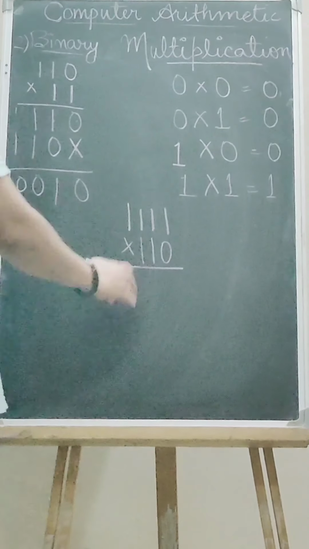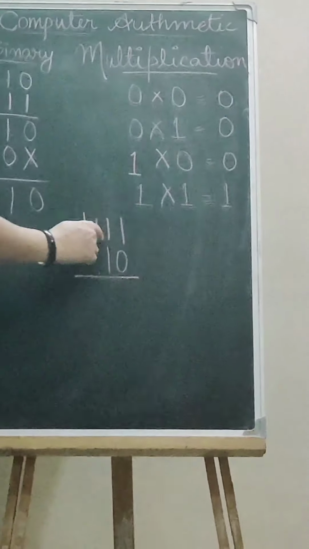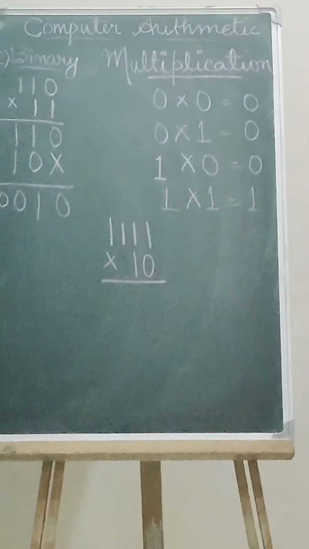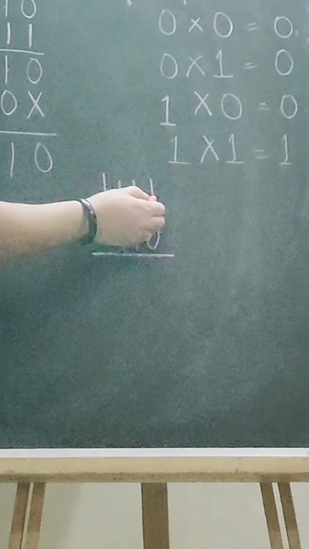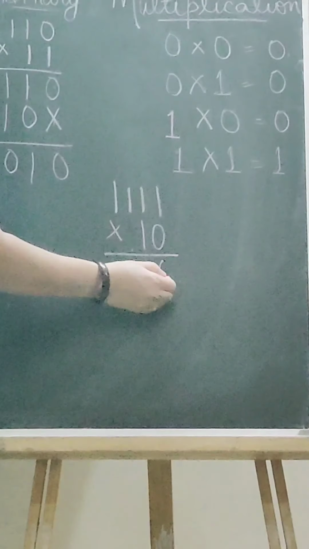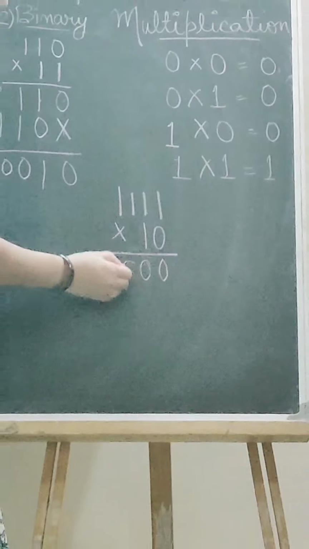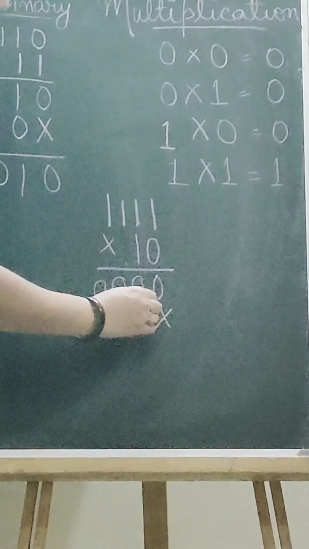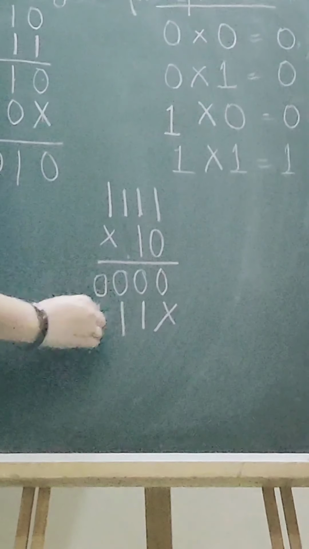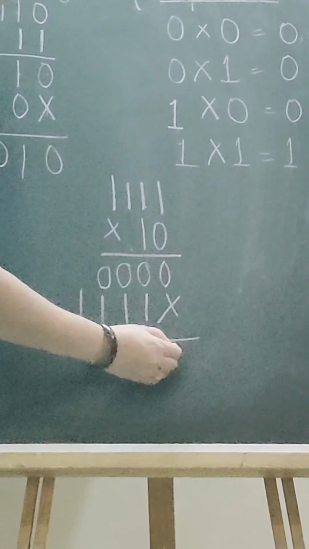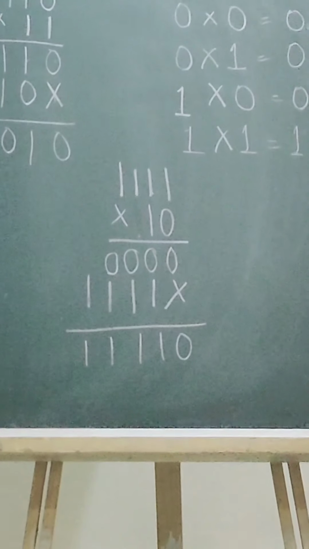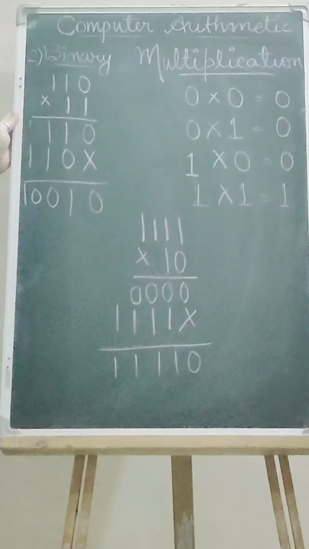Now one more example I want to tell you is 1111 into 10. Now how to multiply this? The rules are the same. 1 into 0 is 0, 0, 0, 0. Now multiplying with 1: 1, 1, 1, 1. Now to add these two: 0, 1, 1, 1, 1. Like this, students, we can do multiplication. This is very easy.